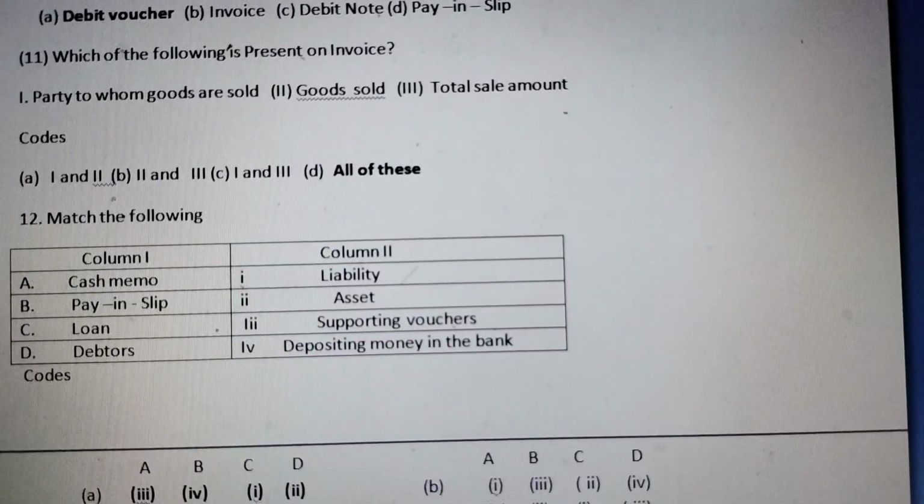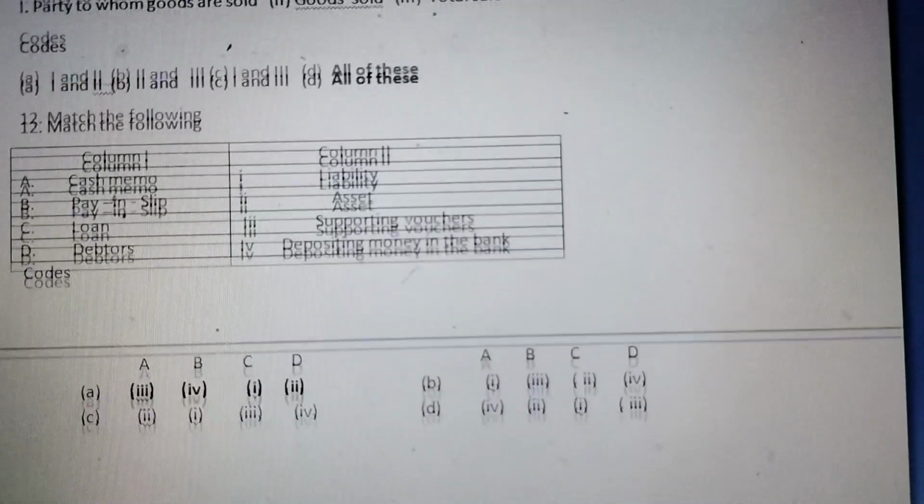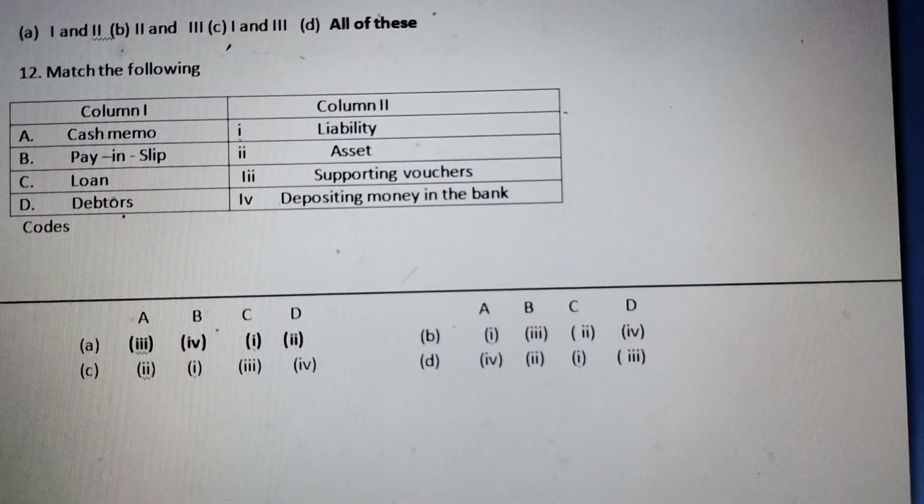So this type of question is expected, so you have to prepare very well. This is not a direct question. The code will be given to you. You have to identify which one is correct. And number 12 is more important. See, you have two columns, column 1 and column 2, and you have to match the following.